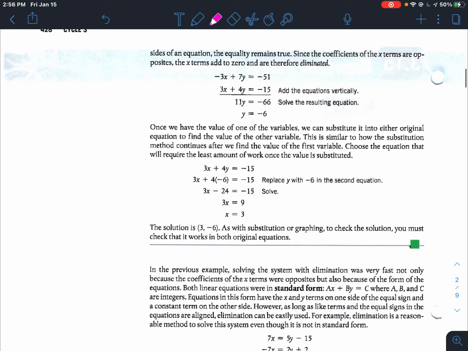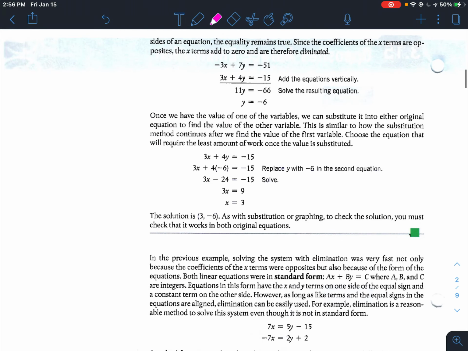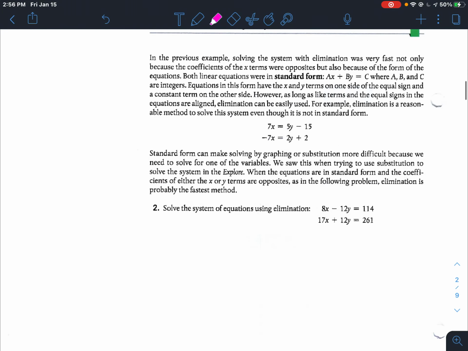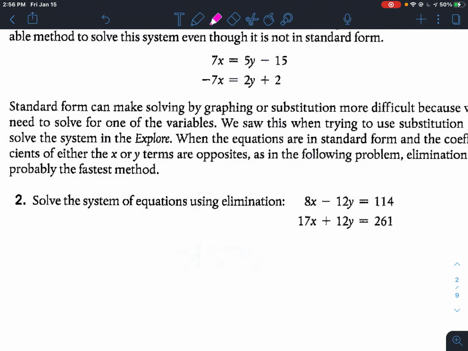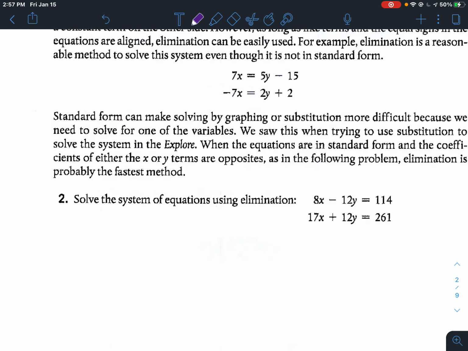So here are some examples if you don't remember elimination. Here are some good examples to work through. Otherwise, I'm just going to head right down to this second example here. We'll solve by elimination. So I'm trying to get a variable to cancel out. What do I need? I need the same number with opposite signs. Thankfully, this one already has the same number with opposite signs, -12 and +12.